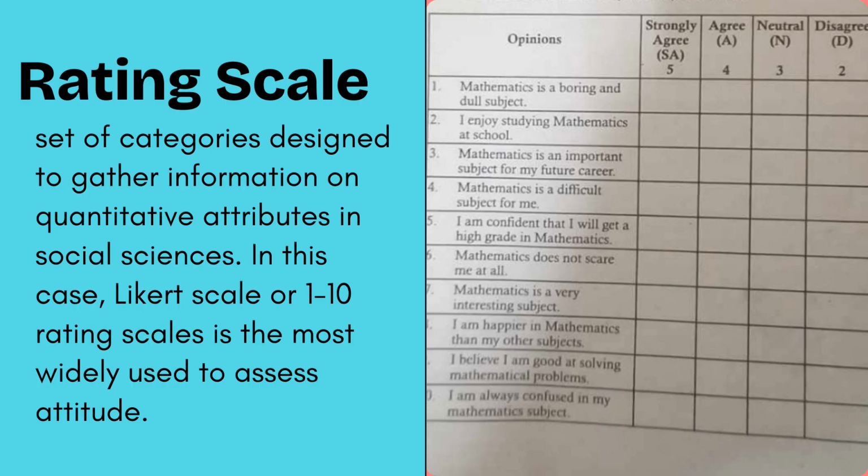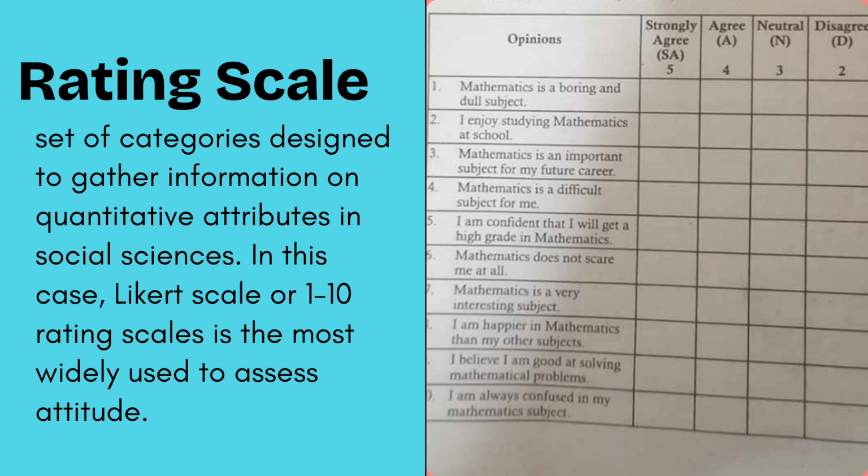This is a set of categories designed to gather information on quantitative attributes in social sciences. In this case, Likert scale or 1 to 10 rating scales is the most widely used to assess attitudes. A Likert scale is a set of categories designed to measure the strength of agreement or disagreement with statements related to attitudes, opinions, and perceptions.